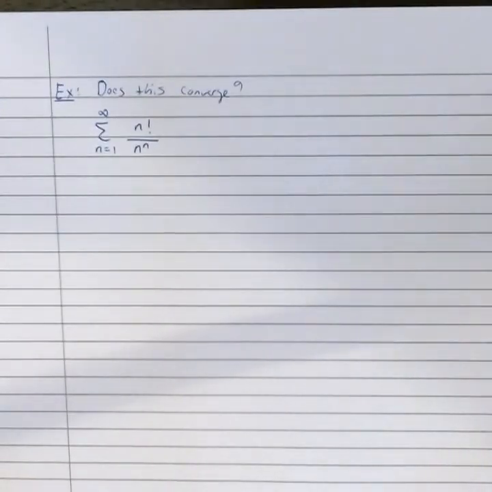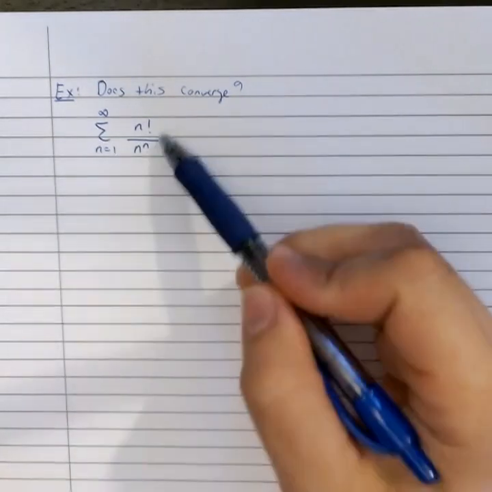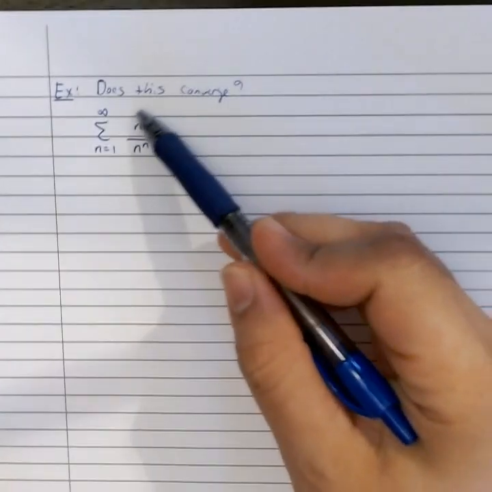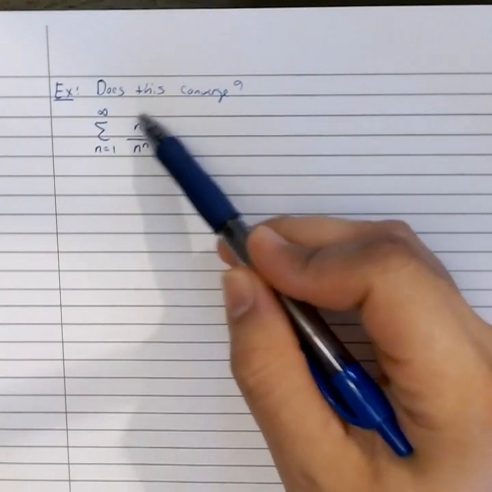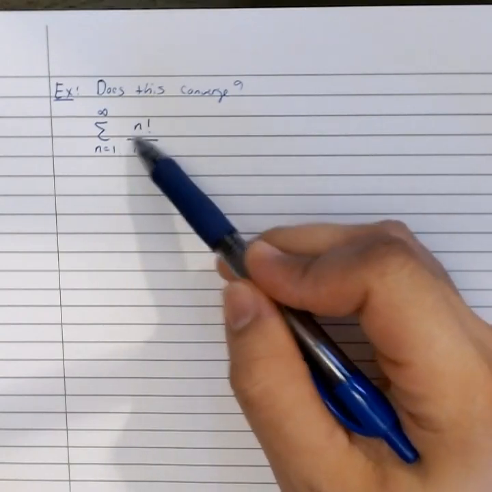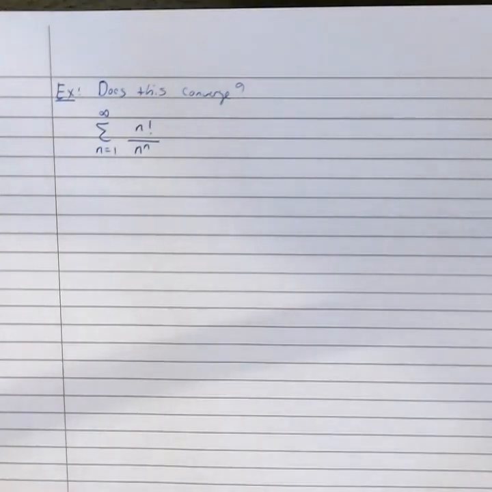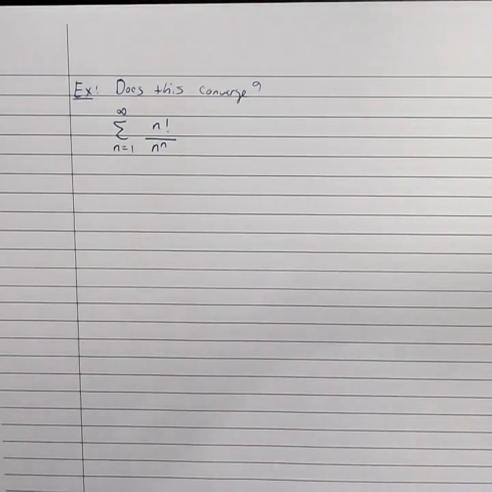The nth root of n factorial is not something I really know how to define because, first of all, factorials aren't even defined for continuous cases. I don't even know what that would mean. So that means that for us, the root test may not be sufficient. So that's going to necessitate using a different test.